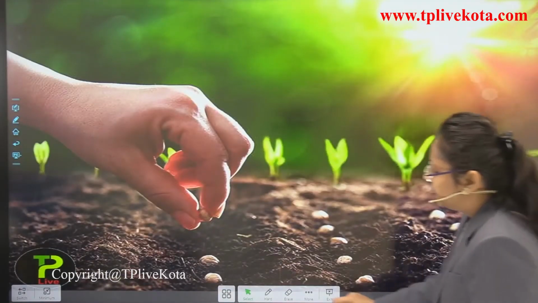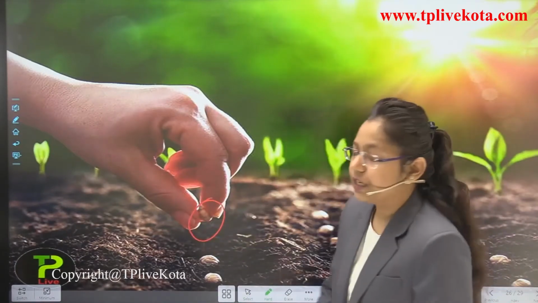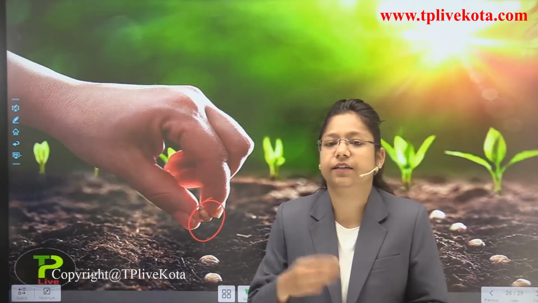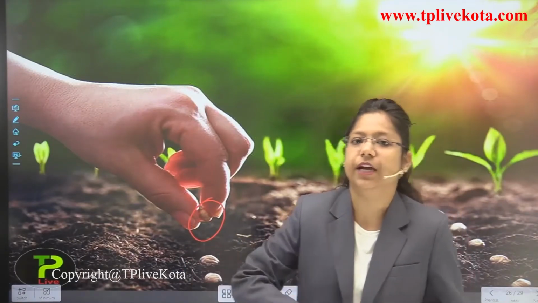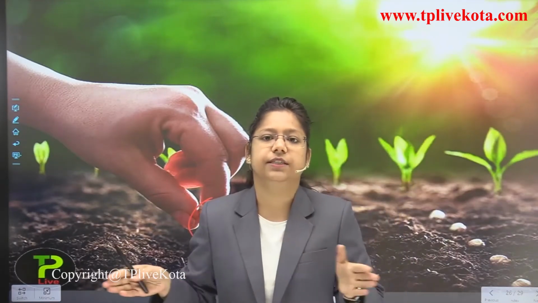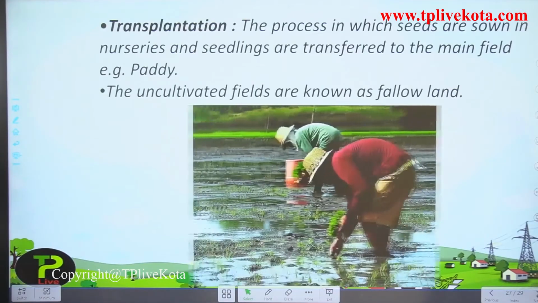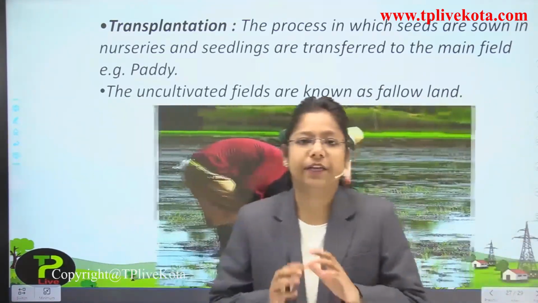Now you can see here in this image, this is a method of broadcasting, in which we are using our fingers and we are throwing the seeds like this. If we are using a seed drill, then there is a particular distance which is maintained between the crop fields, so they can be seen uniformly. Now, the next topic is transplantation.